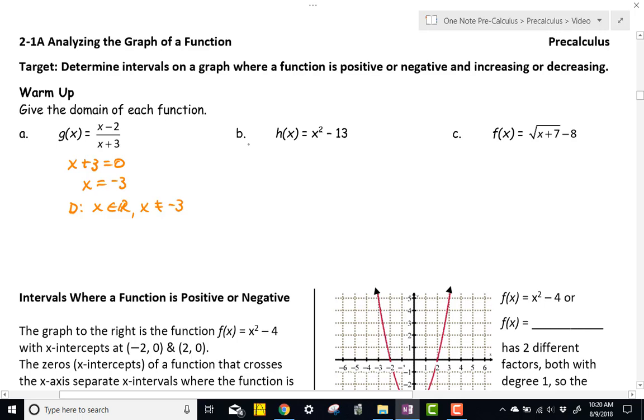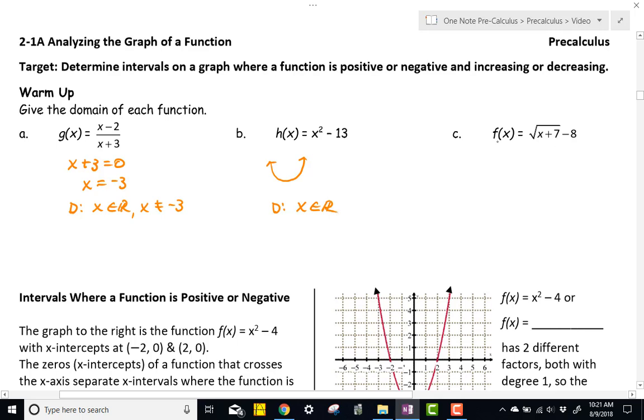Number 2, or letter B I should say, h of x equals x squared minus 13. Well, what is this? This is simply a parabola. Now you may know where the vertex is, you may not, but if you look at any parabola, the domain of any parabola is all real numbers. X in the set of reals, easiest way to do it.